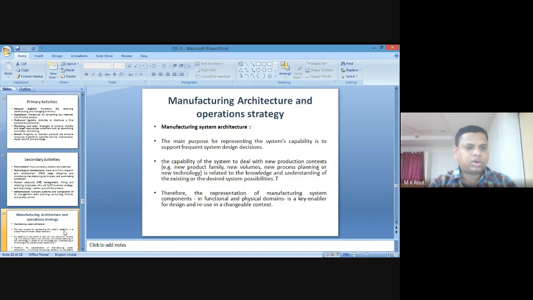The next one is manufacturing architecture and operation strategy. This is the next topic. In the case of manufacturing system architecture, the main purpose is recreating the system capability. System capability consists of your man, machine, materials, facilities, and logistics; all these things are included. The basic objective of system capability is to support frequent system design decisions.